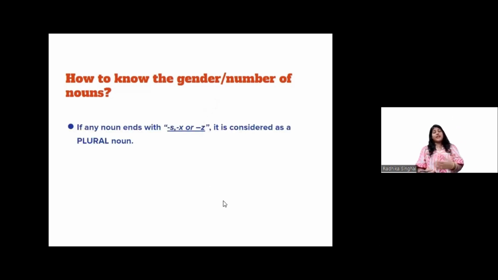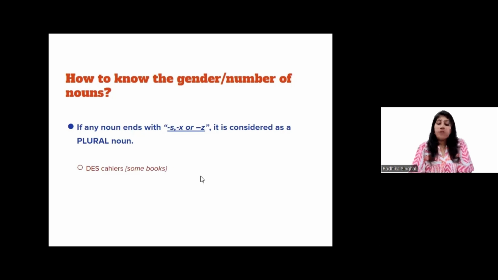So rule 1 for that is that if any noun in French ends with S, X, or Z, it is considered as a plural noun. So what you have to look out for is, if the noun is ending with the letter S or X or Z, it is a plural noun. And which article do we put with plural nouns?